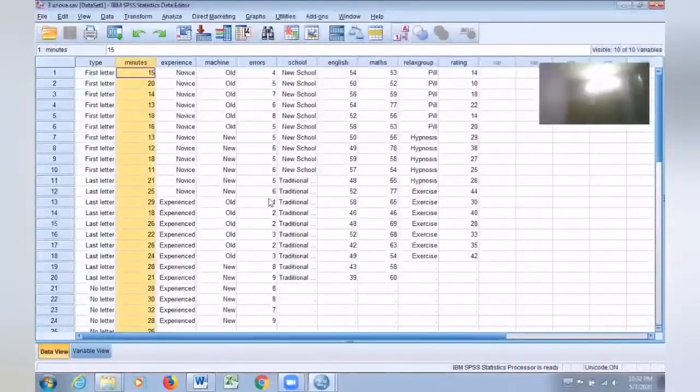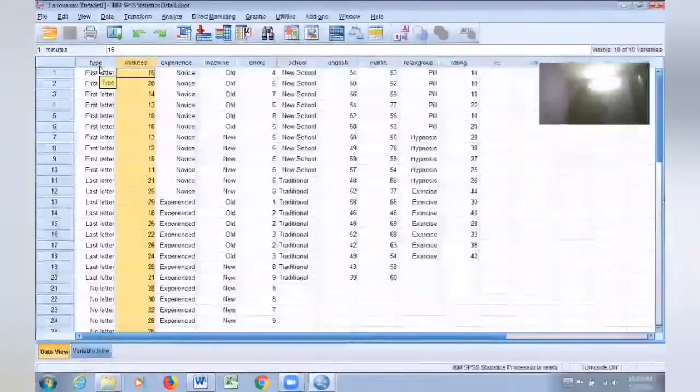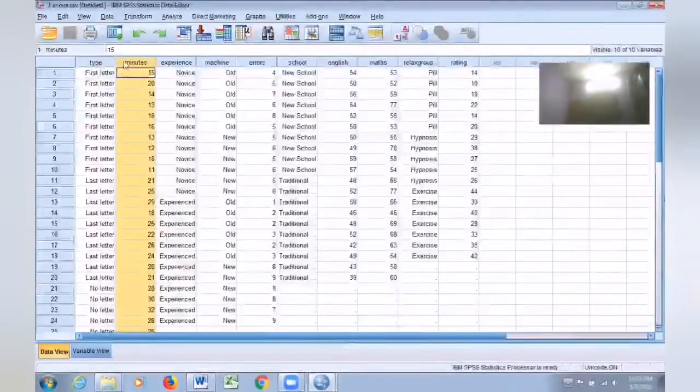And we asked them to complete the anagram, and the number of minutes they have taken to complete the anagram is given in the minutes column. So I have one independent variable called types of hints given, and one dependent variable called minutes, the time taken by them. So let me go for one-way ANOVA.